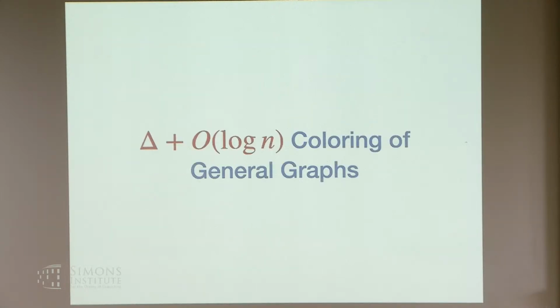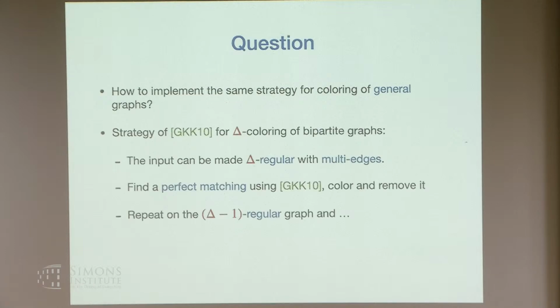Now let's see what we can do about delta plus log n coloring of general graphs, which was the result we are interested in. So how can we implement this strategy? Let's see where things go wrong. The first step where things go wrong is that you cannot allow multi-edges when you're working with general graphs. Multi-graphs are not delta+1 colorable. The moment you introduce multi-edges, you may not even find a delta+1 coloring. So you cannot make your graph regular.